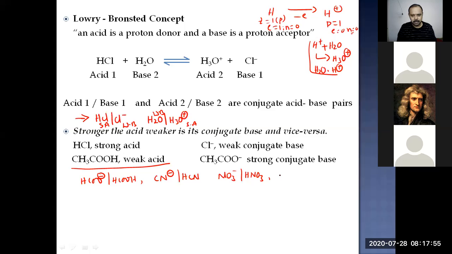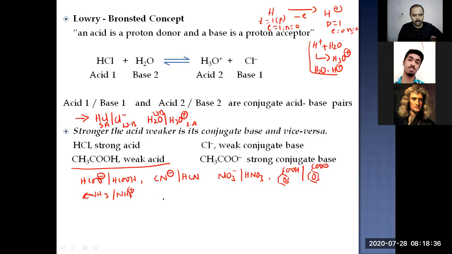Give me the conjugate base of benzoic acid. Benzoate ion. Right? Give me the conjugate acid of NH3. NH4 plus, ammonium. Correct, no?